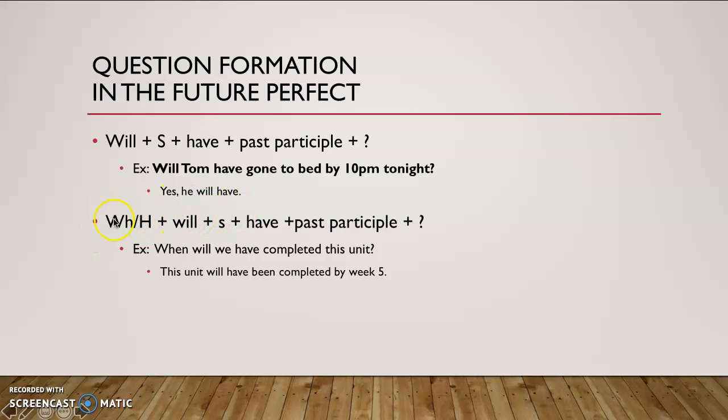For a WH or an H question word, we start with that, followed by the auxiliary will, then the subject, then have, and past participle, and then your punctuation mark, the question mark. Example, when will we have completed this unit? This unit will have been completed by week 5.